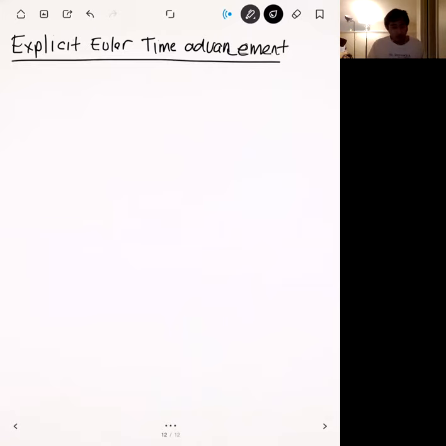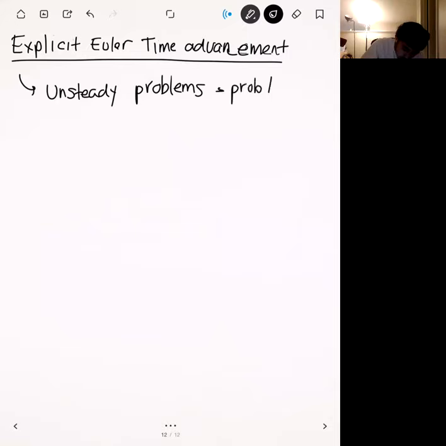Okay. And so this is completely switching topics here. Remember, explicit Euler time advancement. This is the methodology that we use for unsteady problems. Unsteady problems are problems that change with time. Okay, and so we're actually escaping finite volumes here, and going back to finite differences.